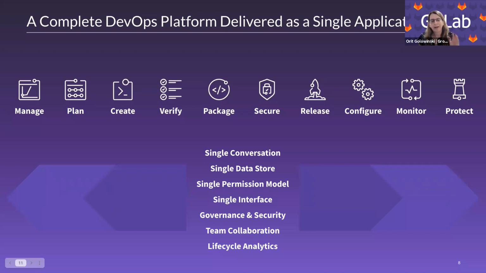So GitLab enables concurrent DevOps by providing a single application for the entire lifecycle, which accelerates the development and delivery by 3 times, and in some cases, which have been reported by almost 30 times. You can see our different stages, which is basically just laying down that DevOps infinite loop cycle. We have manage, plan, create, verify, package, secure, release, configure, monitor, and protect. A single conversion, single data store, single permission model, single interface, built-in governance and security, team collaboration, and lifecycle analytics.